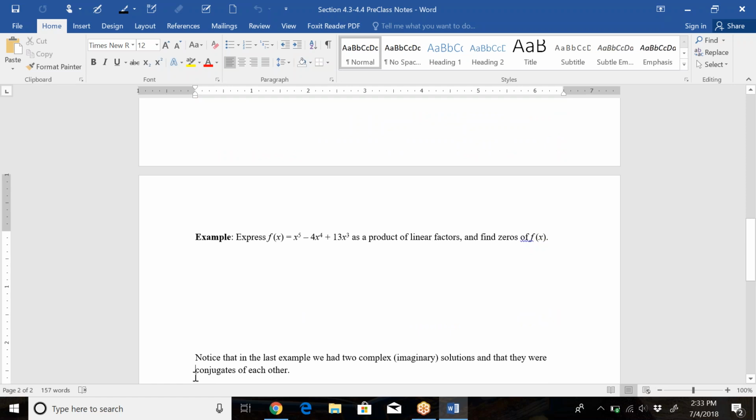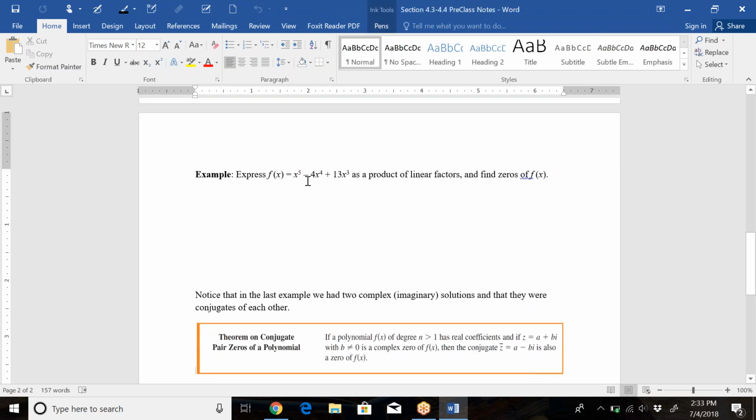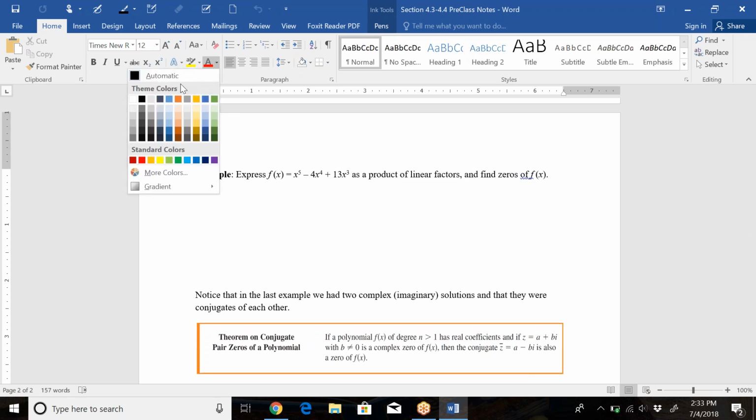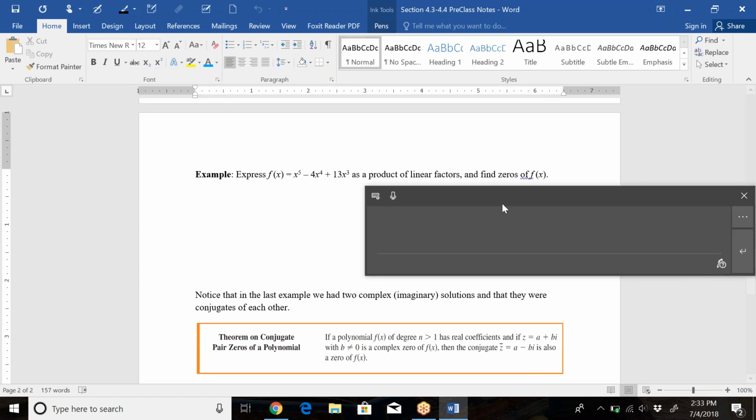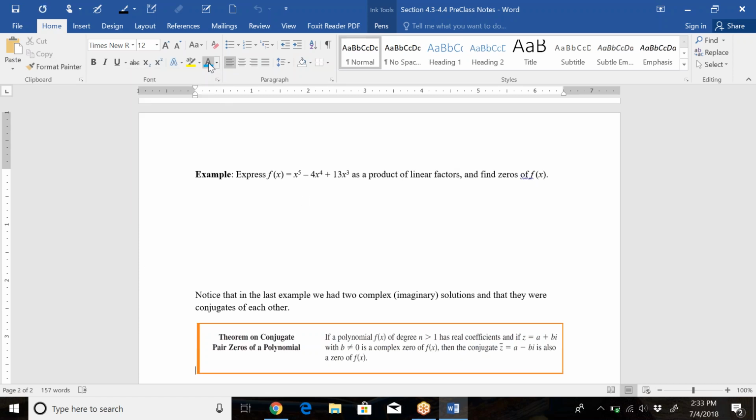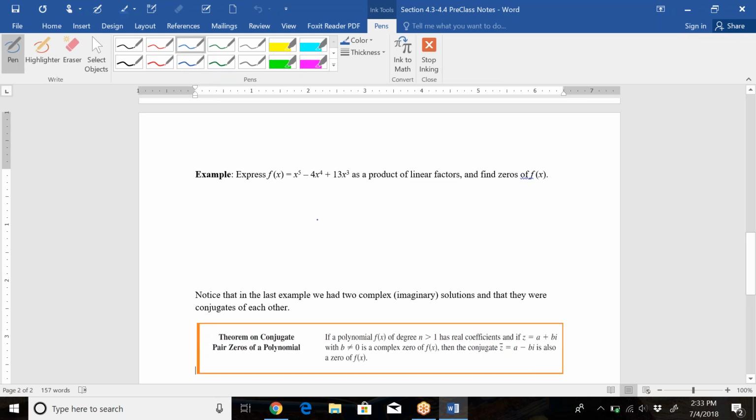All right, so let's look at this first example. It says express f of x equals x to the 5th minus 4x to the 4th plus 13x cubed as a product of linear factors and find zeros of f of x. So this one, it says we should be able to break it all the way down to linears. All right, so the first thing I would do is notice that I can pull out an x to the 3rd. So that would leave me with x squared minus 4x plus 13. We would then ask if we can factor that again. Well, factors of 13 are 1 and 13, so it looks like we can't factor that using our typical means.